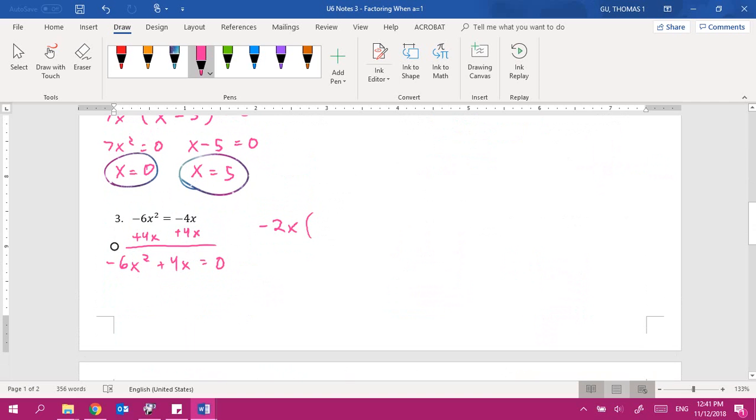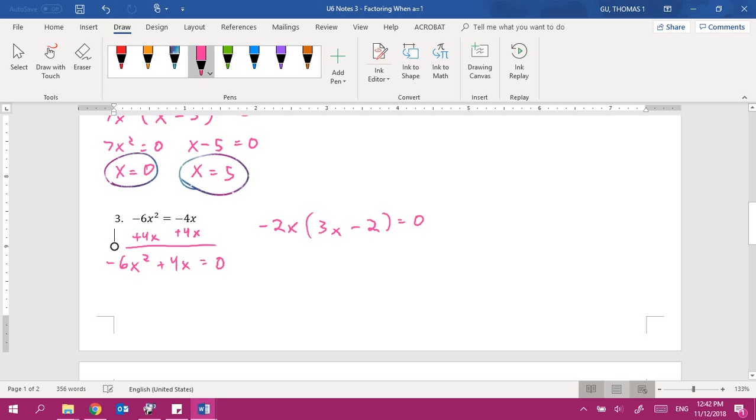Okay, so if you take out negative 2x out of negative 6x squared, what's left? 3x. Because look, negative 2x times 3x equals negative 6x squared. And what about this? If I factor negative 2x out of 4x, what is that? Negative 2. There's no x. 4x divided by negative 2x is just negative 2.